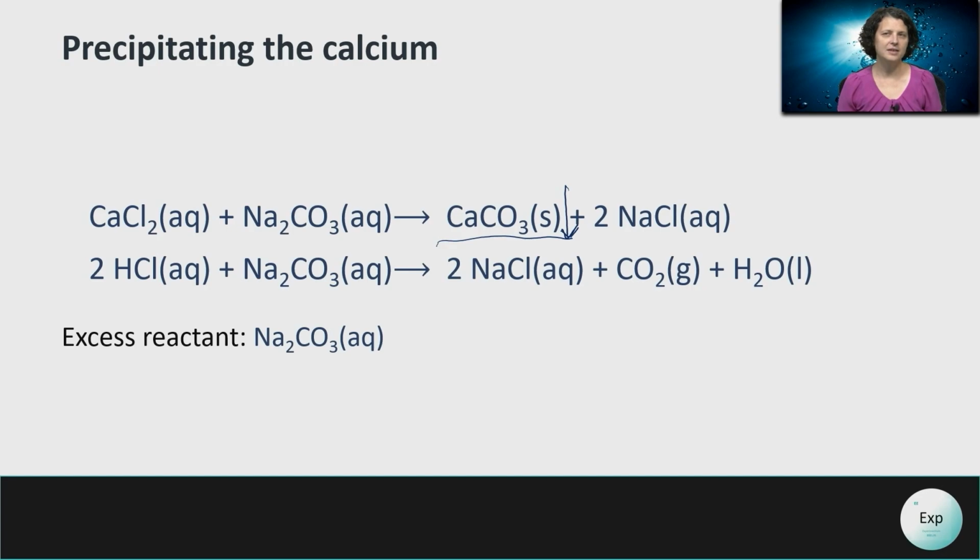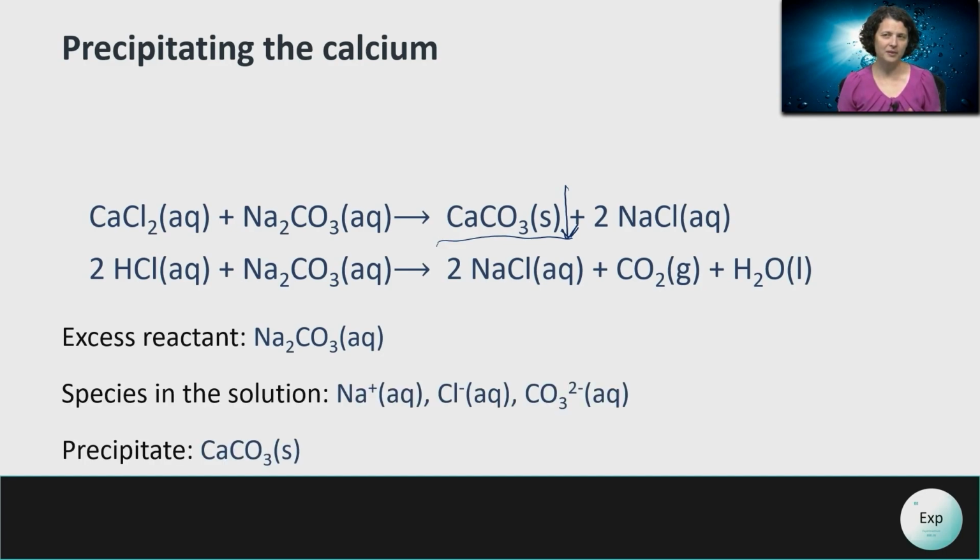Important here is that the excess reactant has to be the sodium carbonate. This is soluble in water. So when the reaction is complete, the only thing that will precipitate, or that will produce an insoluble solid, is the calcium carbonate, and every other species will be left in solution.